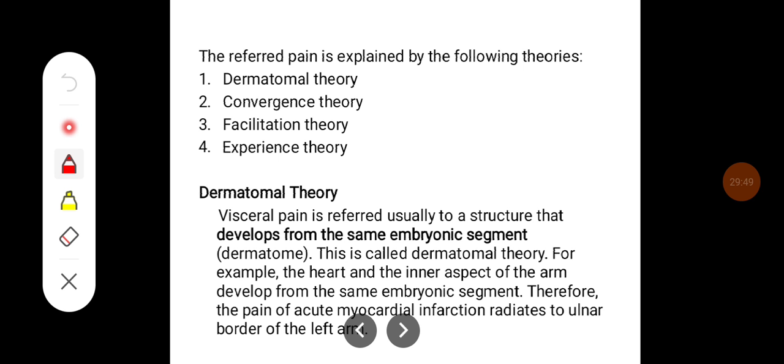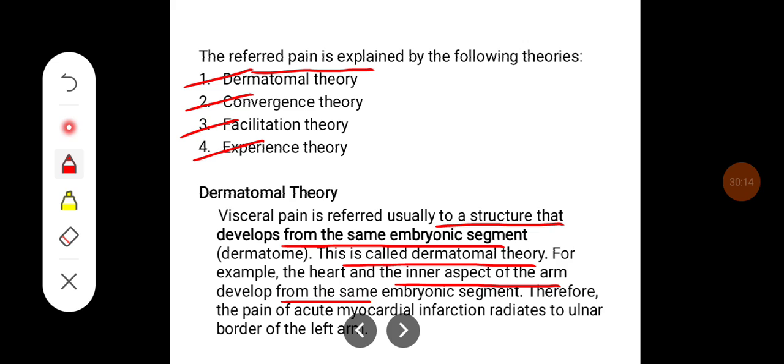There are different theories for the explanation of the referred pain: dermatomal theory, convergence theory, facilitation theory, and experience theory. Dermatomal theory: visceral pain is referred usually to a structure that develops from the same embryonic segment, that is the dermatome. So this is called the dermatomal theory. For example, the heart and the inner aspect of the arm develop from the same embryonic segment. Therefore, the pain of acute myocardial infarction radiates to the ulnar border of the left arm.